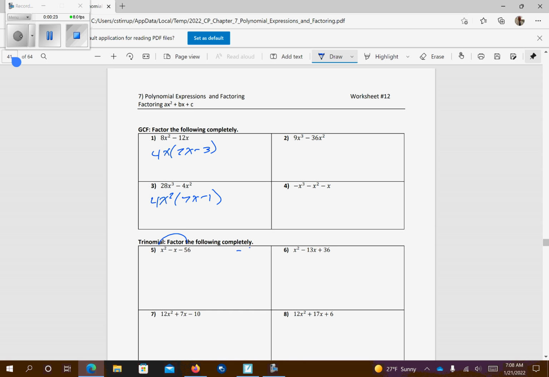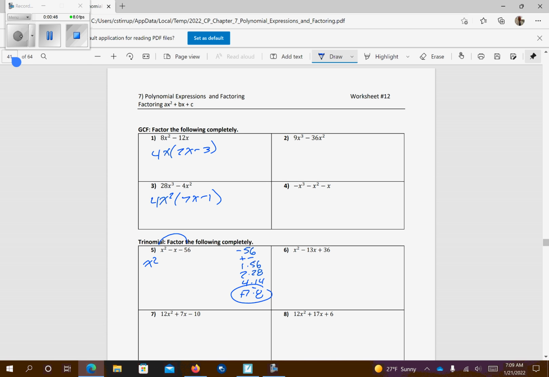Number 5, we want to factor this. I'm going to multiply those, so I get negative 56. Alternating signs, factors of 56: 1 and 56, 2 and 28. 3 doesn't work, 4 works. 4 and 14, 5, 6, 7 and 8. Cool. 7 and 8 are going to work, where I have a negative 8 and a positive 7.